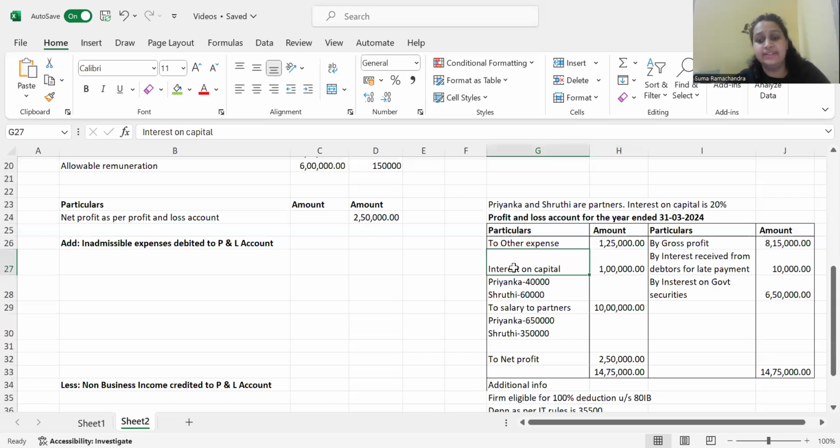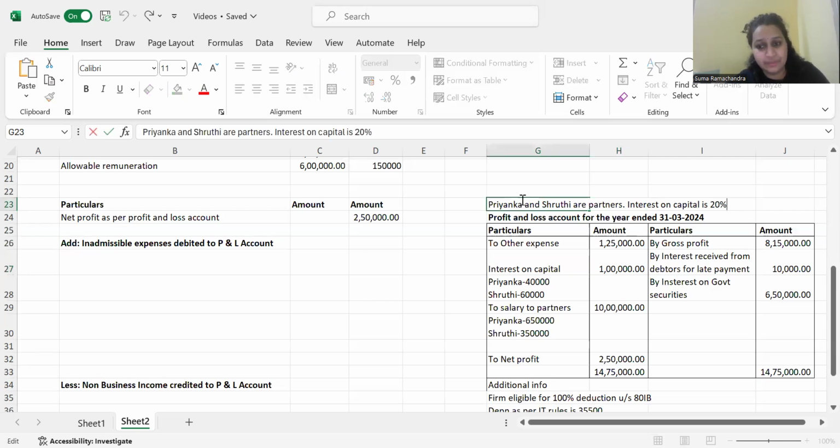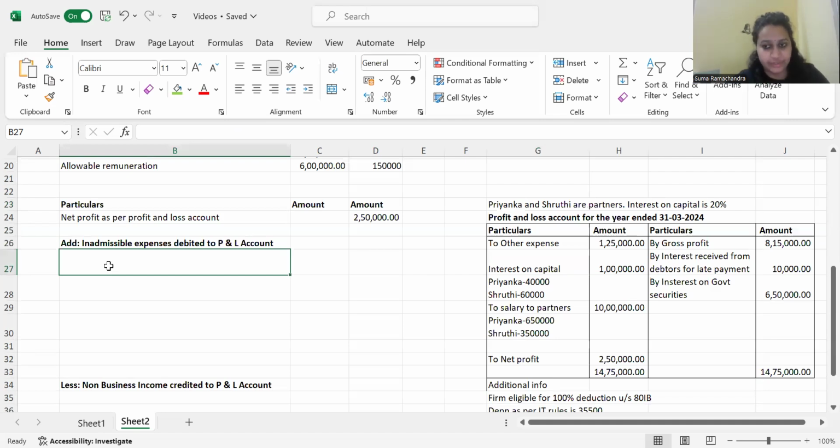Interest on capital, the amount that I have paid is 1 lakh rupees. They're telling interest on capital is given at the rate of 20%. How much is allowable here? 12% is allowable. So what will I do now? I'm going to just take 12% into consideration. The remaining 8% will become inadmissible.